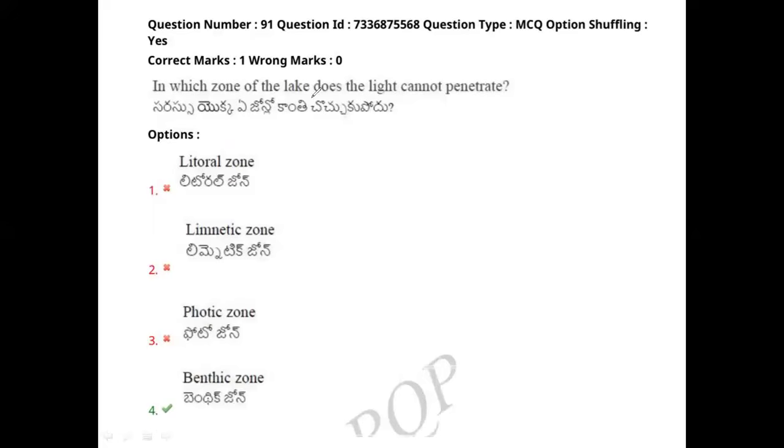In which zone of the lake can light not penetrate? Benthic zone. So far we have seen the littoral zone, limnetic zone, aphotic zone, and benthic zone, and I gave the explanation in the previous slide. This is the same topic, and I have given another question from it. The benthic zone is the lowermost zone, where benthos live, feeding on dead and decaying organisms, as I said. So the correct option is the benthic zone.